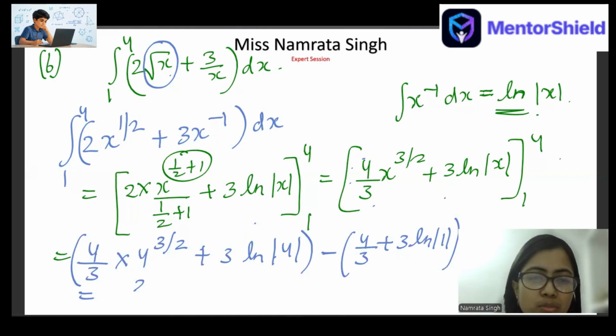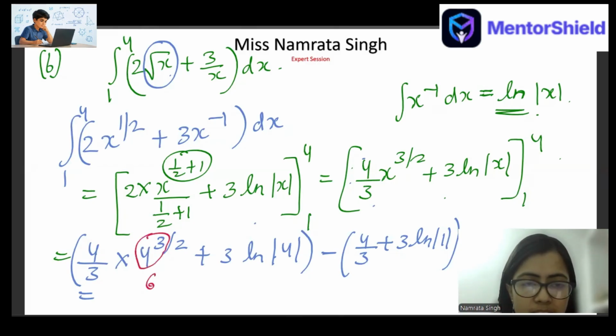Okay, so 4 raised to 3 by 2. What is 4 raised to 3? 4 raised to 3 is nothing but 64, right? Okay, let me show you how to do this. So this is going to be 64 raised to 1 by 2. You know that anything raised to 1 by 2 is nothing but the square root of that. So square root of 64 is going to be your 8. So 4 by 3 times 8 plus 3 ln 4 minus 4 by 3 plus ln 1.